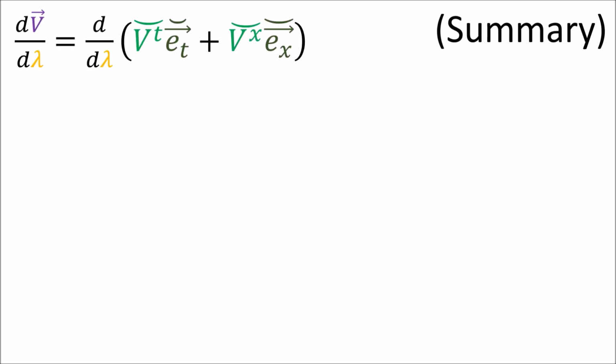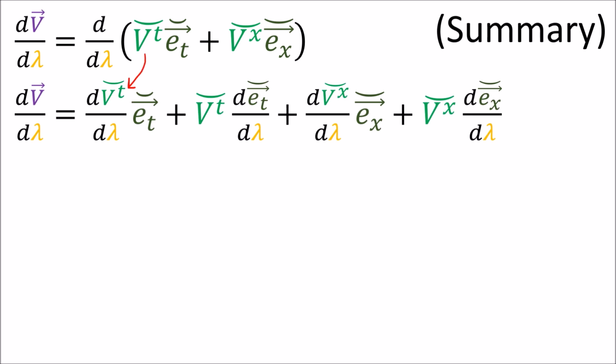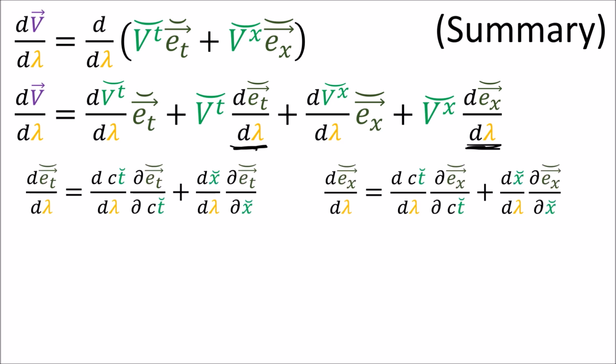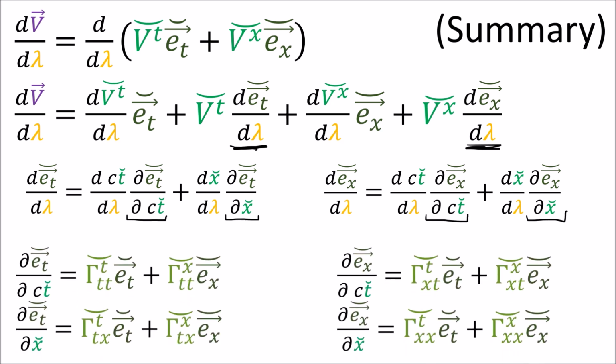So to summarize this video, to calculate the covariant derivative of a 4-vector along a world line in spacetime, we need to remember to use product rule to take the derivative of both the vector components and the basis vectors. And the changing of the basis vectors can be broken up into small pieces, where each piece is a derivative of the basis vector with respect to coordinate variables. And each of these basis vector derivatives can be expanded out in a basis, where the coefficients of these vectors are the Christoffel symbols, denoted with a capital gamma.